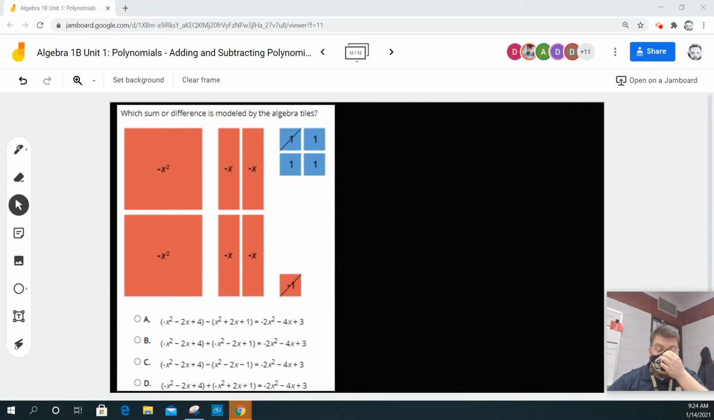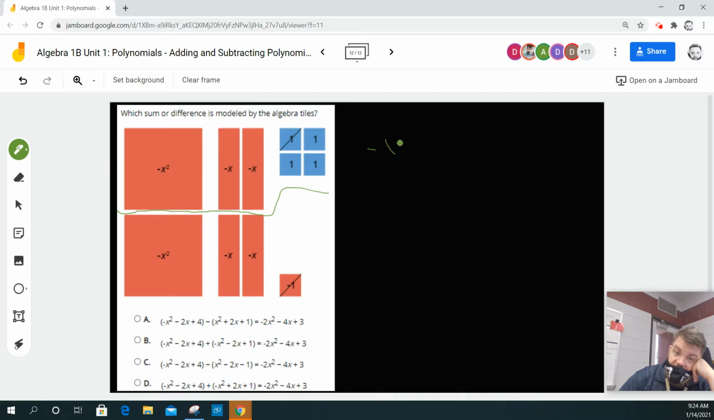Right, so what we do is these are algebra tiles, and we're going to have to write two expressions and figure out what we're doing, okay? So they're showing a sum here. So what I have, this is one expression, all right? Well, what do I have?